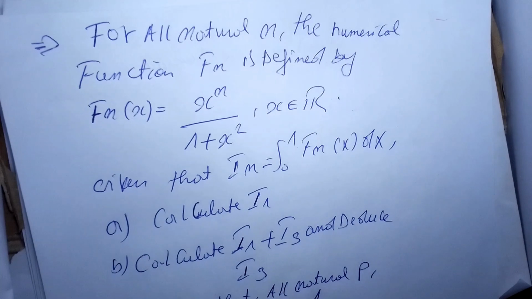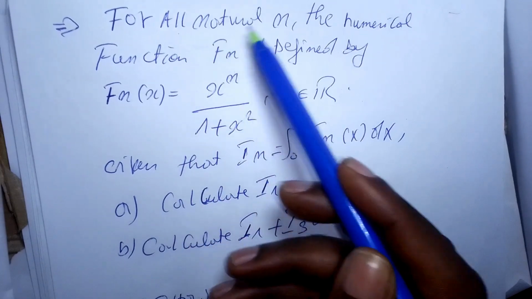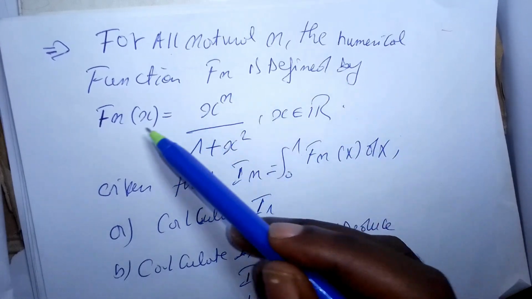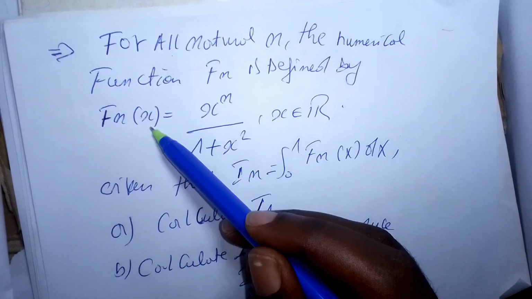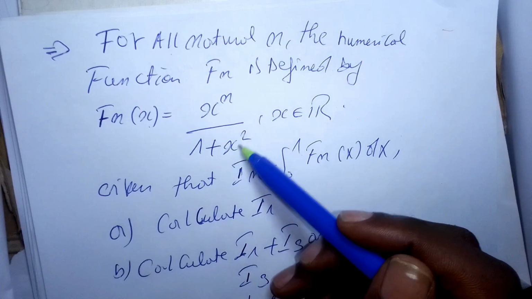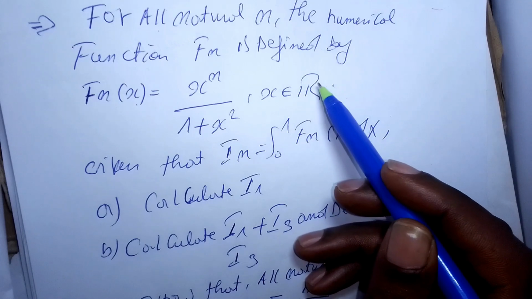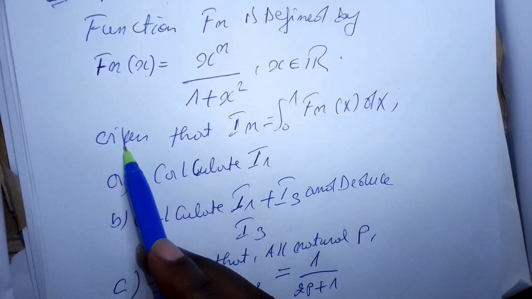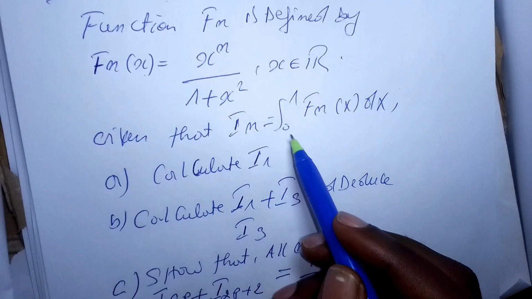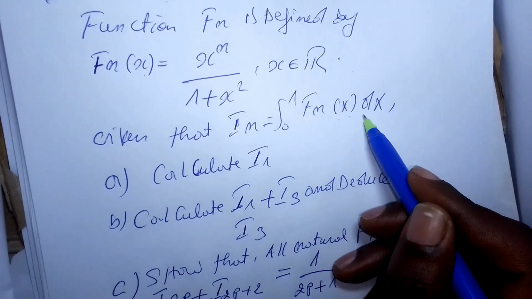Yes, a question like this. So what they give us: for all natural numbers n, the numerical function fn is defined by fn of x equal to x power n over 1 plus x squared, for all x belonging to the real numbers. And they give us that In equals the integral from 0 to 1 of fn of x dx.